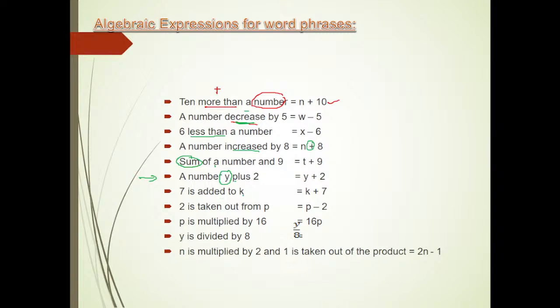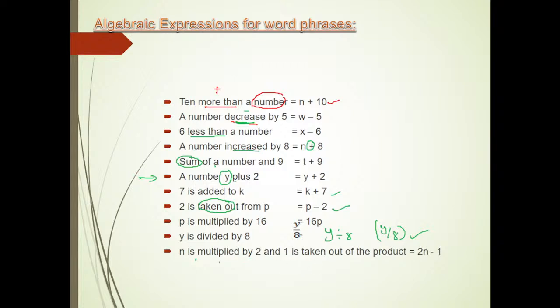7 is added to k. Now instead of talking about a number, they are giving directly that letter. 7 is added to k. So k plus 7. 2 is taken out from p. So p minus 2. Taken out means subtraction. P minus 2. And y is divisible by 8. So y is divisible by 8 means y divided by 8 or else y upon 8. Anything is fine.